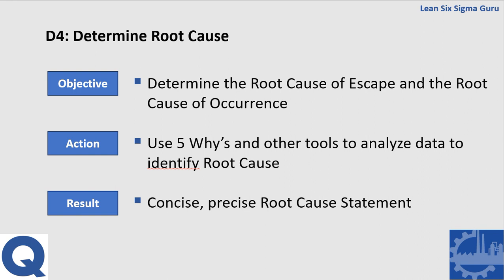The action here is to use 5 whys, which are very famous, and we'll talk about in another video, and other tools to analyze this data to identify the root cause. The result should be a concise, precise root cause statement. One for root cause of escape, one for root cause of occurrence. Ideally, each should be a single sentence.